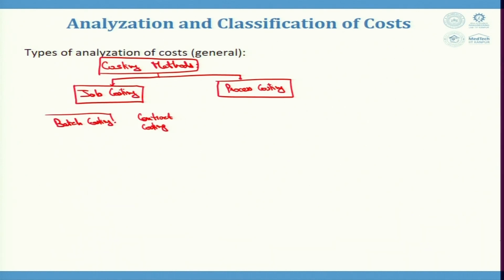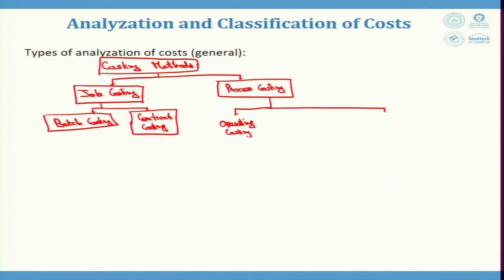Let me just list them down, then I will try to explain them with examples. In process costing, we have the classification based upon what kind of processes we have. It could be operating costing, as I took an example about the machines in Imaginary Lab IIT Kanpur. Then it could be single output costing, or it could be multiple costing.